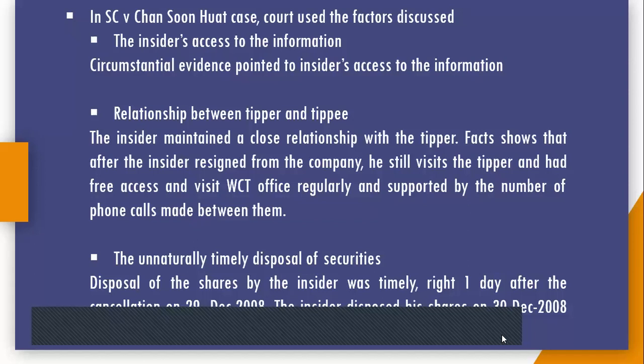In the Chan Soon Huat case, the termination was on 29 December 2008. Just one day after, on 30 December, this defendant, Chan Soon Huat, disposed of his shares. On 6 January, about a week later, the announcement was only made. So within four to five days, he sold off his shares in that company. That's why the court said the unnaturally timely disposal cannot be a coincidence. Just one day after he got news of the termination of the agreement, he went and sold his shares. Next slide.